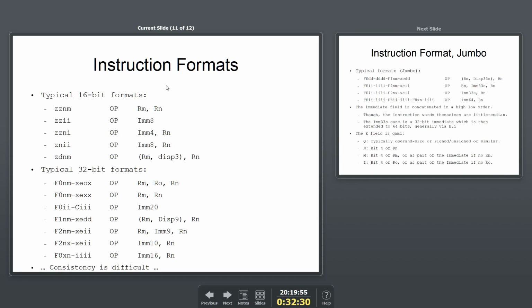Instruction formats have the range of 16-bit formats, where we generally have the Z for the opcode bits, but that'll typically be in the high 8 bits of the first word, and then usually the N and M, or destination and source registers, within the low bits. So you might have 2 registers, or an 8-bit immediate, or a 4-bit immediate and a register, or in some cases an 8-bit immediate and a register, and so on.